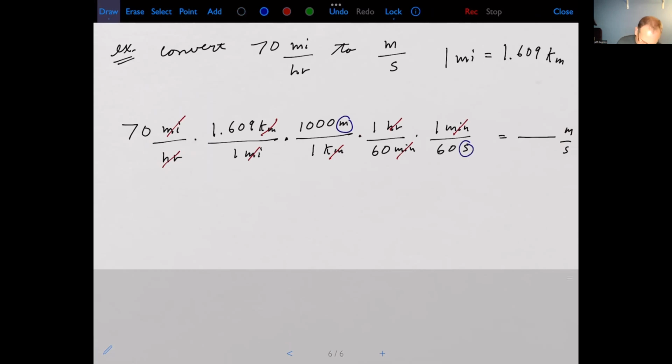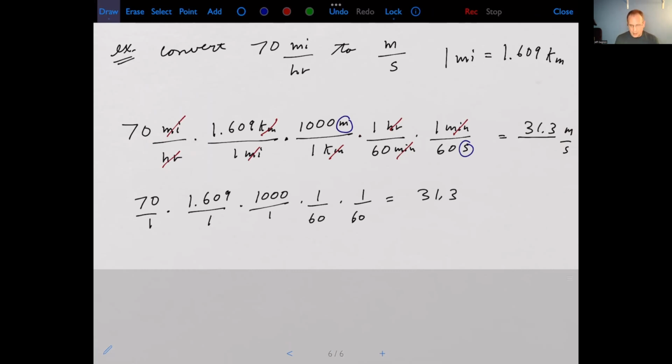Meters per second. So now you need to multiply all this out. So this is 70 over 1 times 1.609 over 1 times 1,000 over 1 times 1 over 60 times 1 over 60. Multiply it out and simplify it, and you're going to get, in this case, 31.3 meters per second. So 70 miles per hour is approximately 31.3 meters per second.